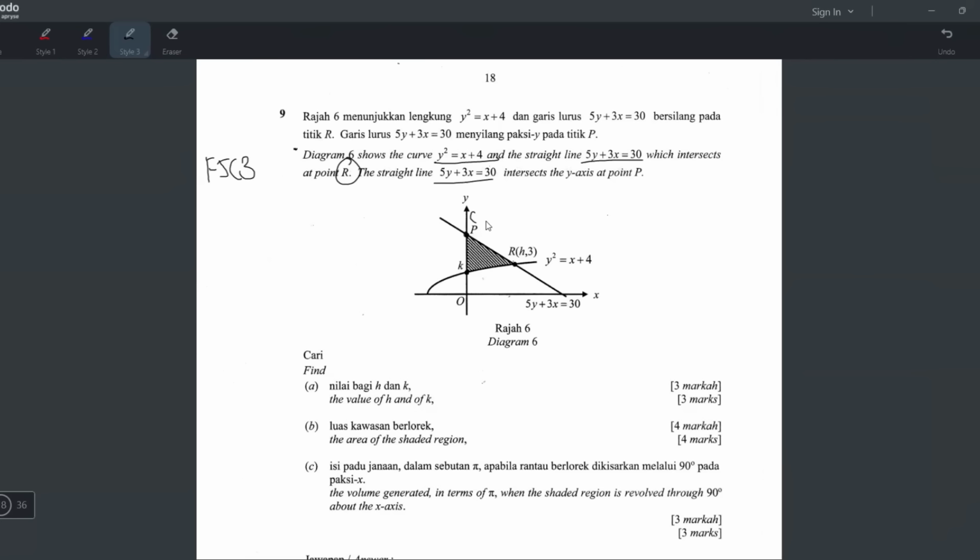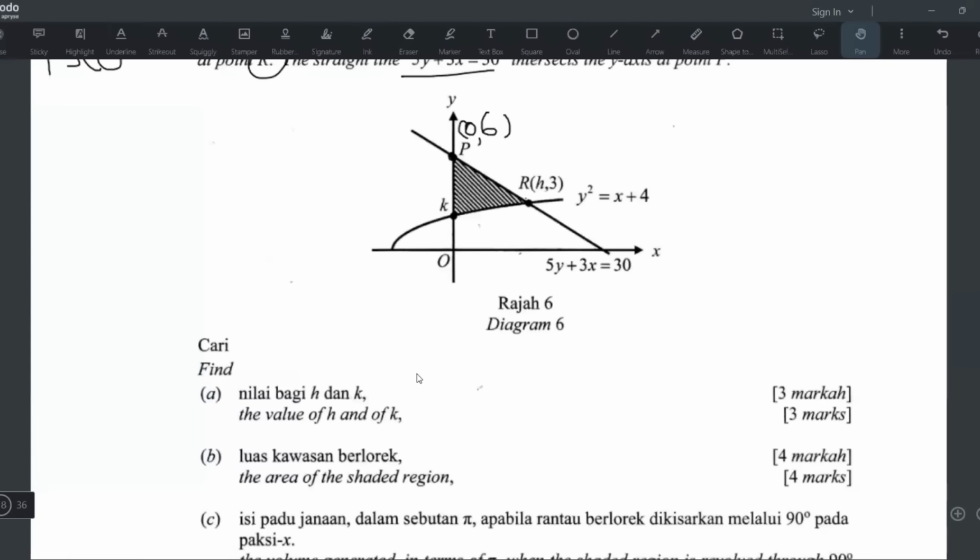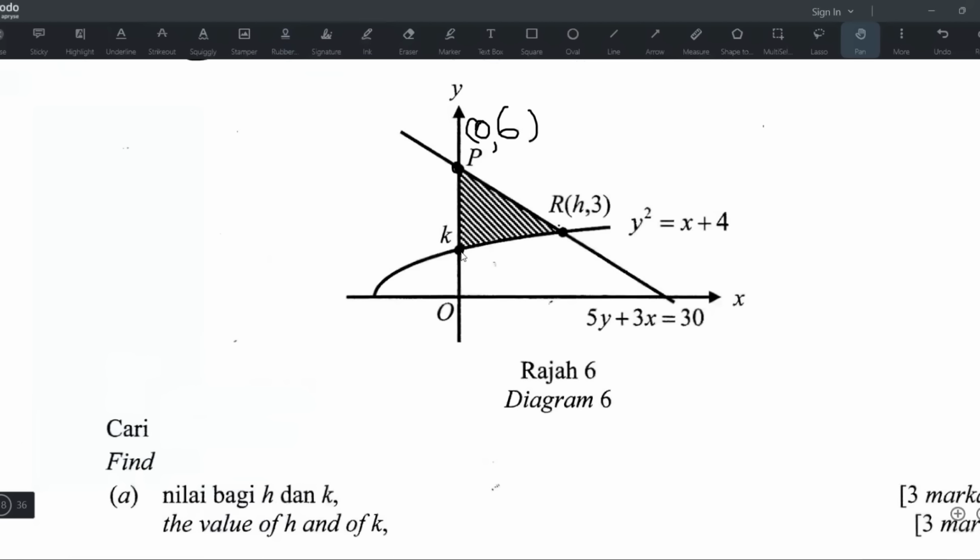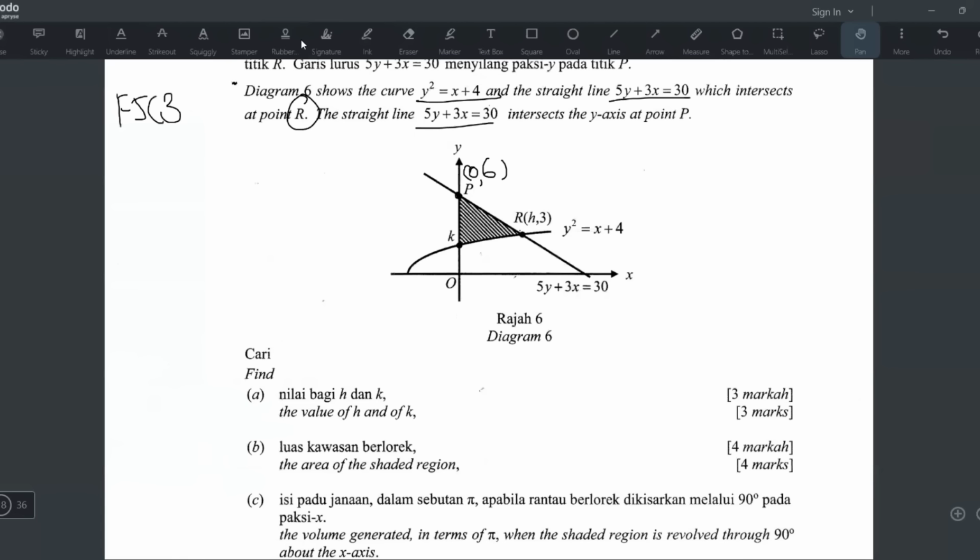The straight line 5y plus 3x equals 30 intersects the y-axis at point P. So I can find point P, because point P is the y-intercept. And if you have the equation, you can find it already. Just sub x equals 0, and you get 5y equals 30. Y equals 30 divided by 5 is 6. And actually, not only that, you can also find point K, and this point, and this point R, and this point also. I will find it now. Even if the question never asked, I'll just find it. Because when you are doing the integration question, you should always find out all the x-intercept, y-intercept, intersection point. Yeah, you should always find it.